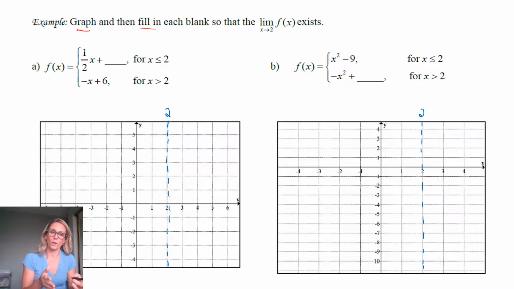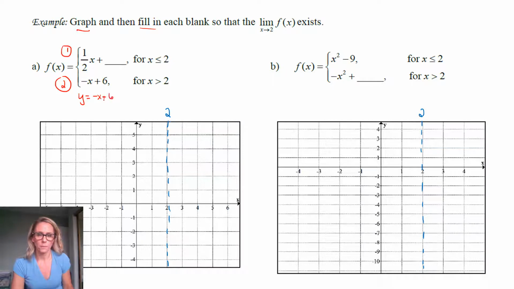If you want, you can work on the first problem with me and then try to do the second problem by yourself. They're very similar, just with slightly different functions. So for the first one, we have 2 pieces. We have piece 1, piece 2. Notice that piece 2 is complete. It is a linear function. It is negative x plus 6, and that is for anything greater than 2.